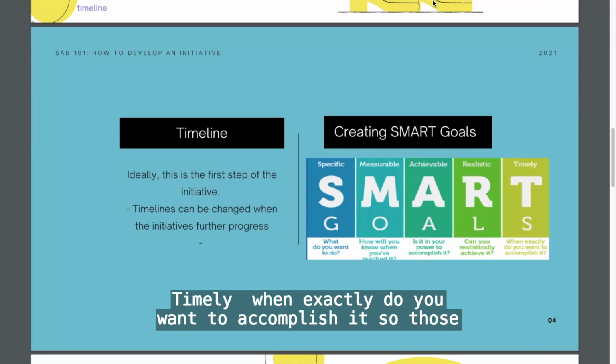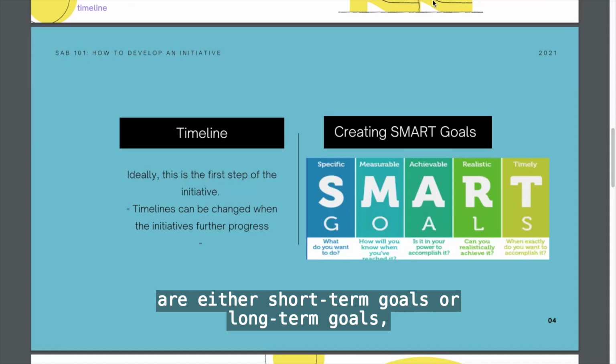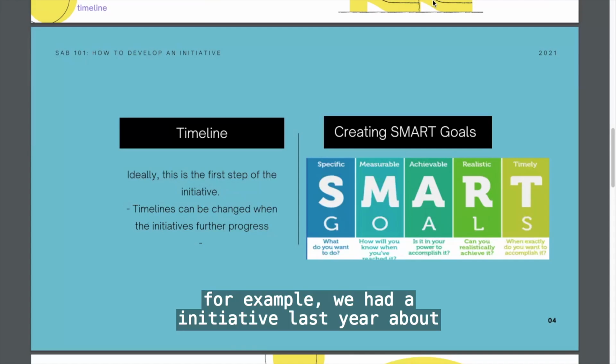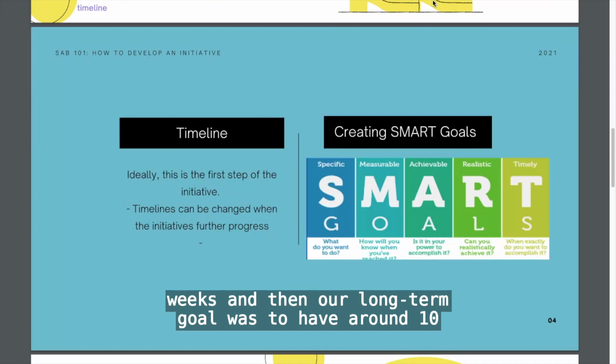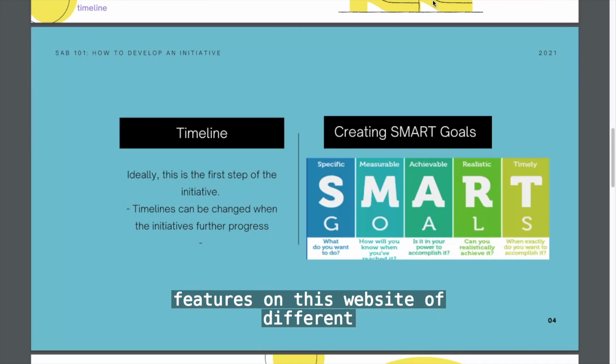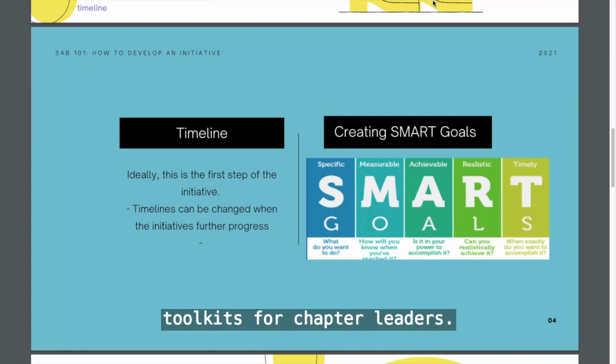When exactly do you want to accomplish it? So those are either short-term goals or long-term goals. For example, we had an initiative last year about resources, and our short-term goal was to develop the website in 2 weeks. And then our long-term goal was to have around 10 features on this website of different toolkits for chapter leaders.